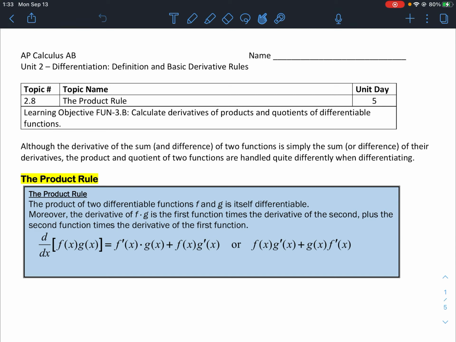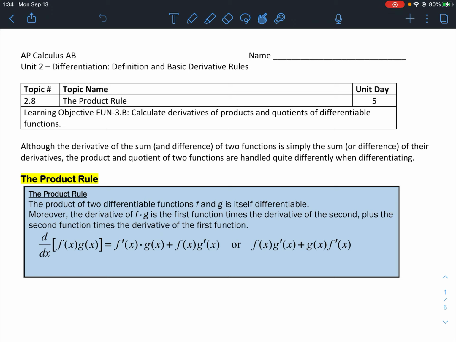Here we're going to talk about another rule for taking derivatives called the product rule. You may remember from your algebra or before classes, product is what you get when two numbers are multiplying. So we use the product rule when we have two functions that are multiplying. So let's read along here.